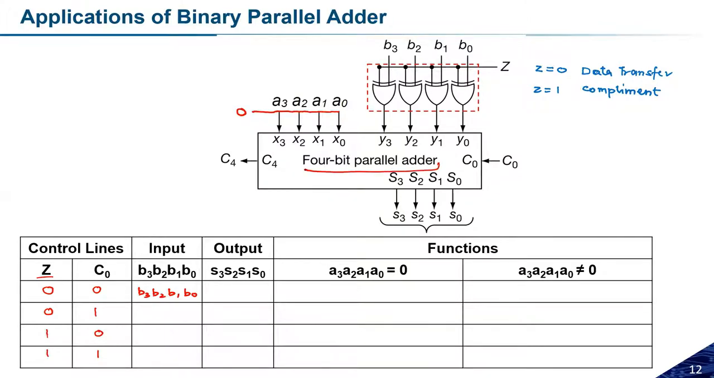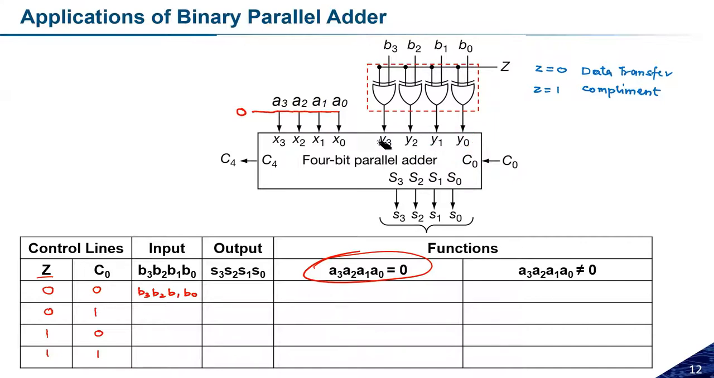What does the binary parallel adder do? It adds Y0 to Y3 with X0 to X3. So what will happen if I provide A3 to A0 equal to 0? Whatever input I receive at Y0 to Y3 will simply be transferred to S3 to S0. Let me repeat what I am saying. In the first case, A3 to A0 is 0, so X0 to X3 is 0. The actual operation of the 4-bit parallel adder is to add Y3 to Y0 with X3 to X0. But if X3 to X0, or A3 to A0, is 0, then we are adding Y3 to Y0 with 0, and that will give the same result.